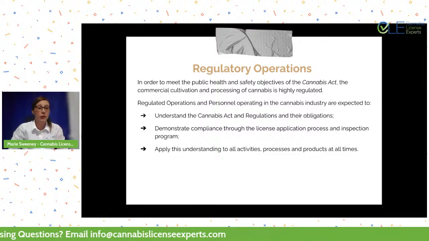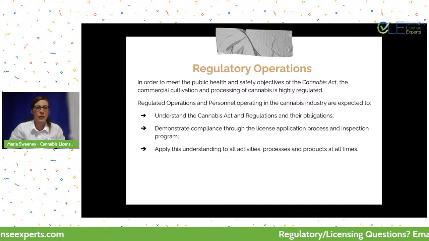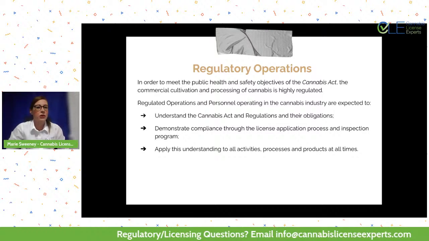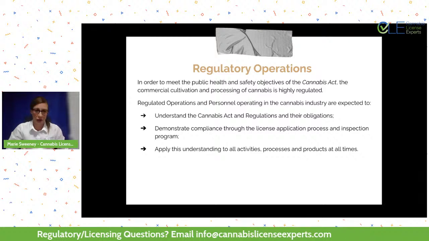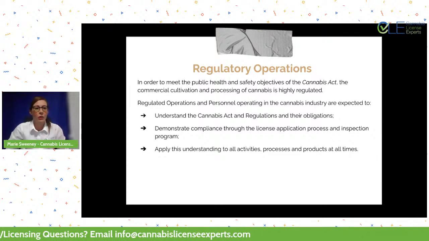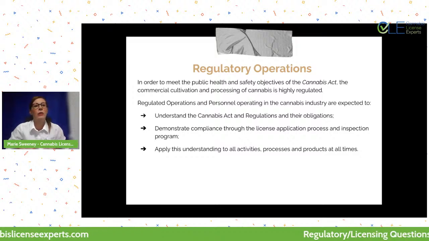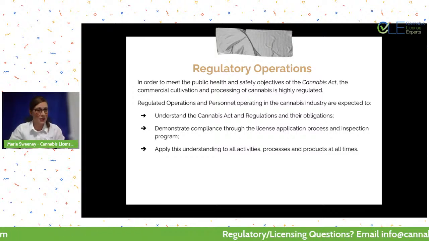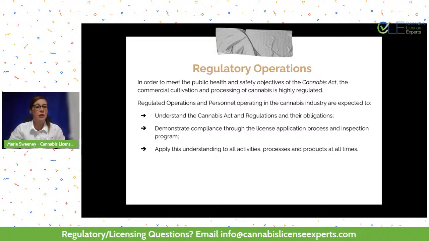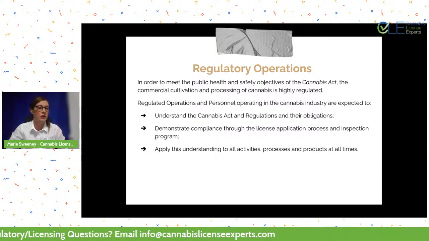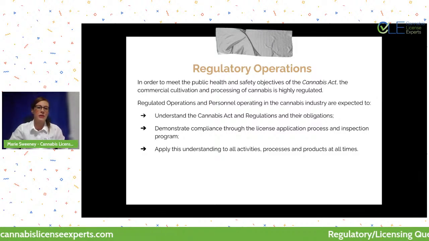Okay, so regulatory operations. In order to meet the public health and safety objectives of the Cannabis Act, the commercial cultivation and processing of cannabis is highly regulated. Regulated operations and personnel operating in the cannabis industry are expected to know the following 3 things: understand the Cannabis Act, its regulations, and your obligations to it, demonstrate compliance through license application process and inspection programs, and apply this understanding to all activities, processes, and products at all times during your operation.